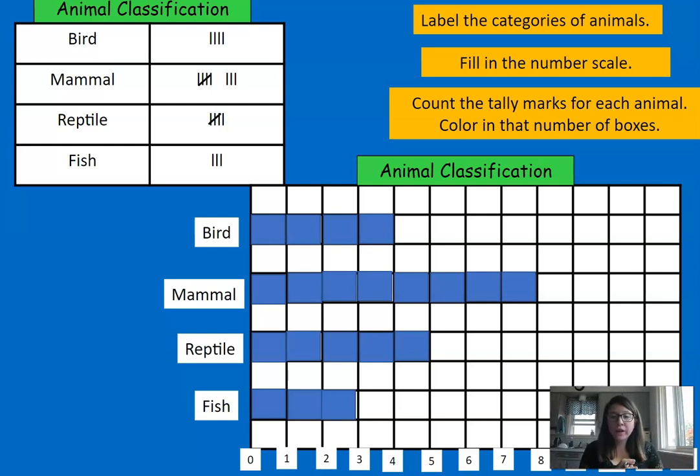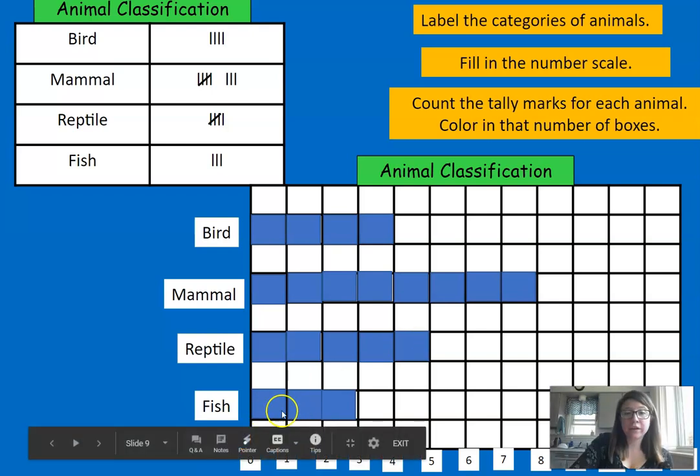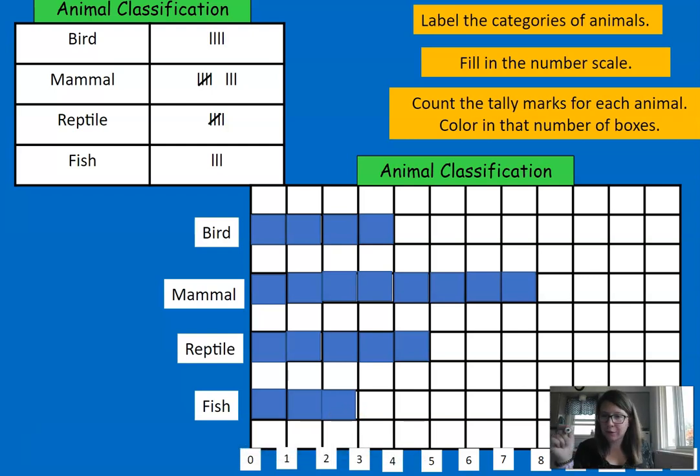Which animal do we have the most of? Mammals. Good. And you can easily see that because it's the longest bar. Which animal do we have the fewest of? Good. Fish. And you can easily tell that because it's the shortest bar. Now I'm going to get a little more intense. Get your paper and your pencil out so we can solve for these.